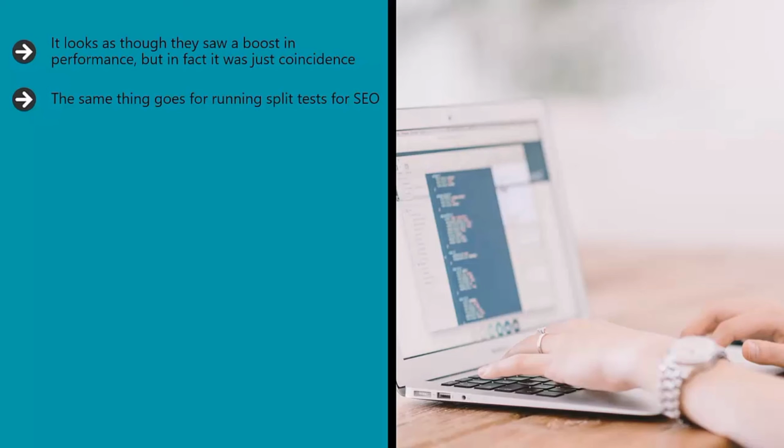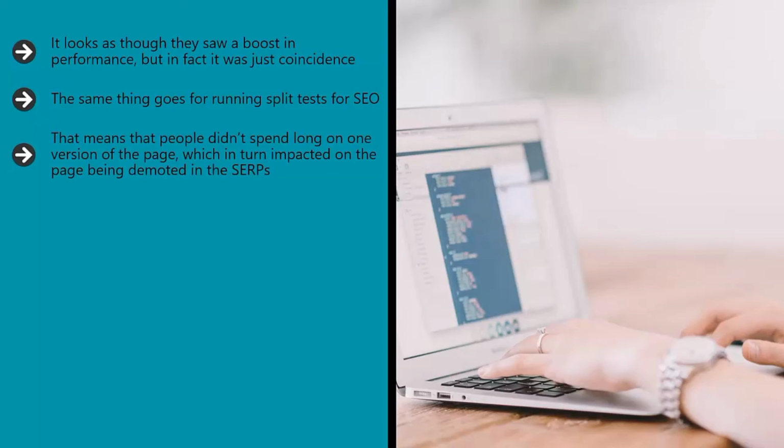If you have 2 versions of a website and one enjoys a bigger boost in SEO than the other, then this could potentially be a result of one page having lower bounce rates than the other. That means that people didn't spend long on one version of the page, which in turn impacted on the page being demoted in the SERPs. But what if the reason that the one page had higher bounce rates was simply that it was lucky? That the people who went there happened to be in less of a hurry.